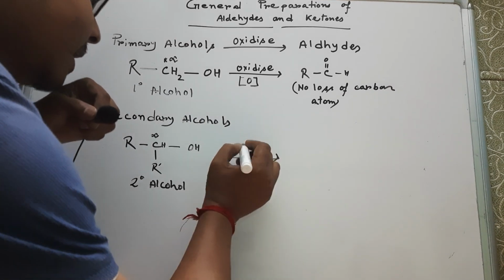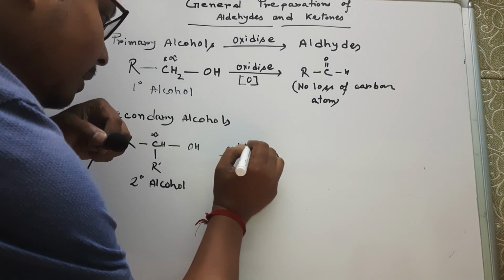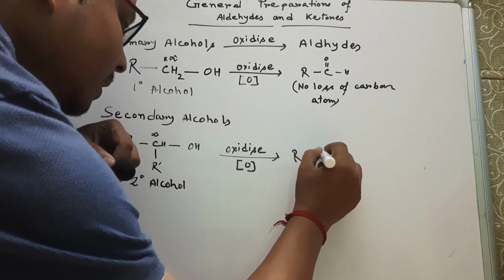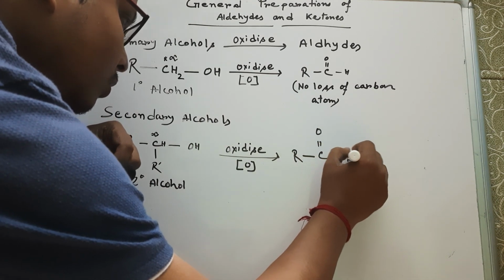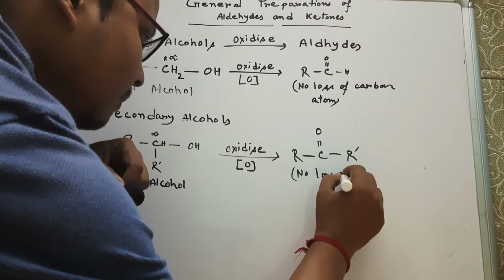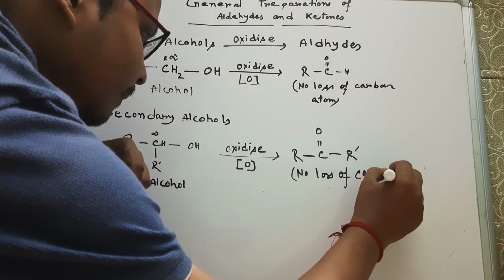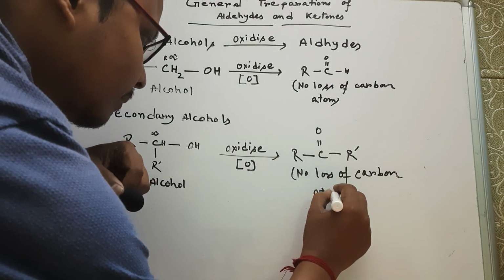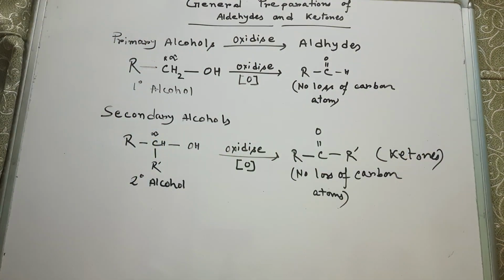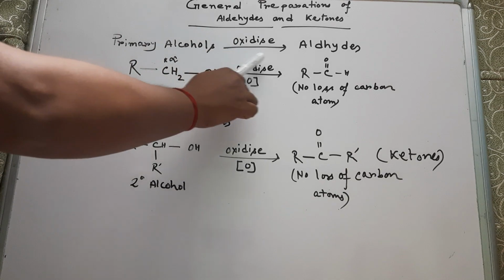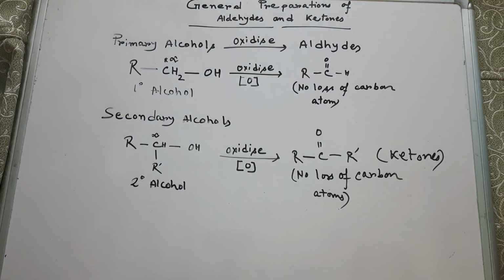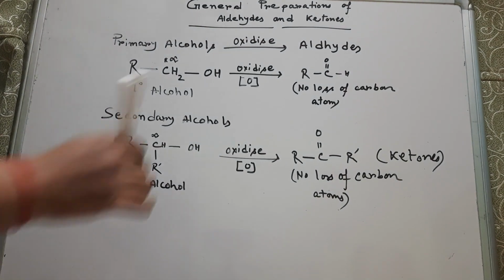And if you oxidize the secondary alcohol, you will get what? Ketones. And here again, no loss of carbon atoms. This is ketones. So from primary alcohol after oxidation you will get aldehydes, and from secondary alcohols after oxidation you will get ketones. Okay. So what are the oxidizing agents?